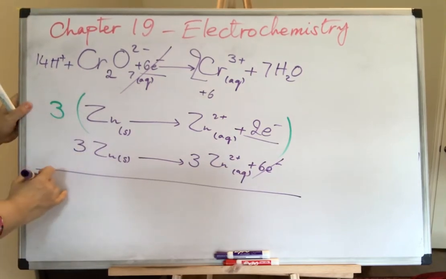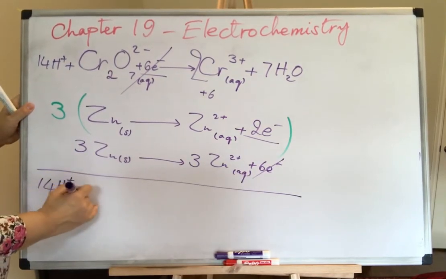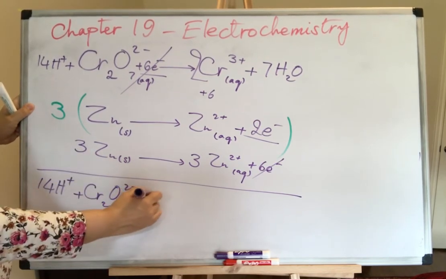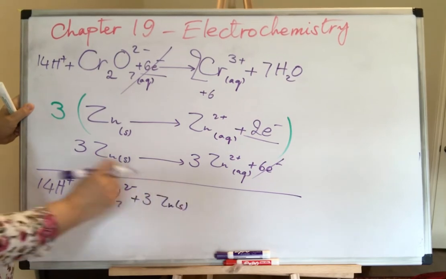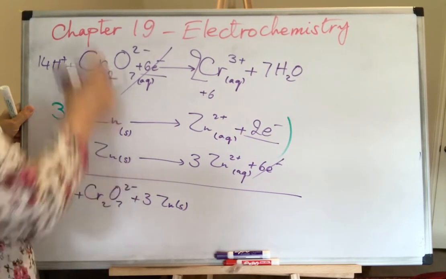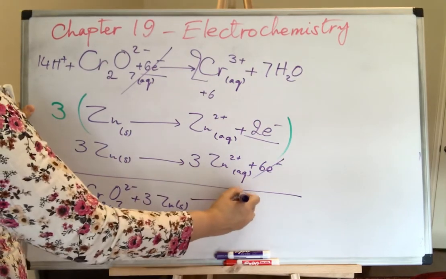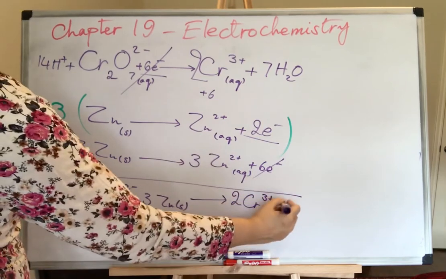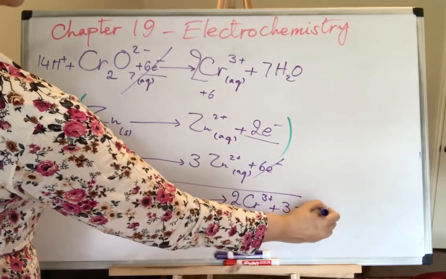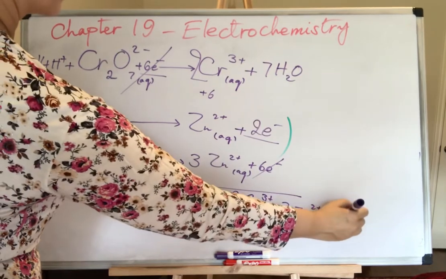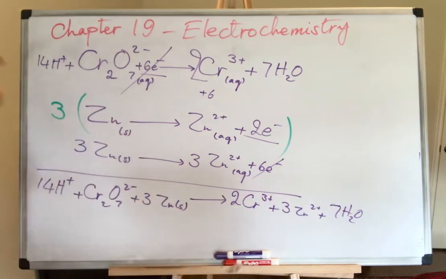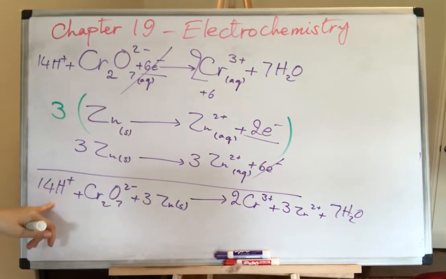Then you will have 14 hydrogens plus Cr2O7 negative 2 plus 3 zinc from the second equation in the solid form, and nothing else left from the left side. On the right side you have 2 chromium ions, positive 3 plus 3 zinc ions plus 7H2O. Go ahead and check. Everything must be balanced, and you see this is in, again, acidic solution.